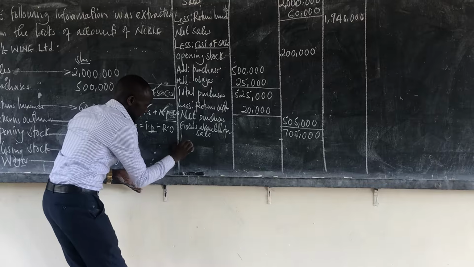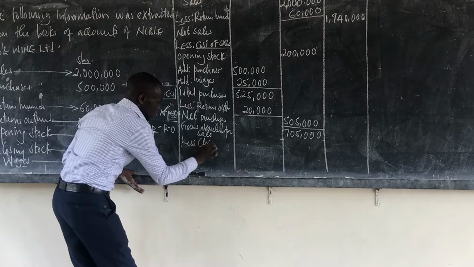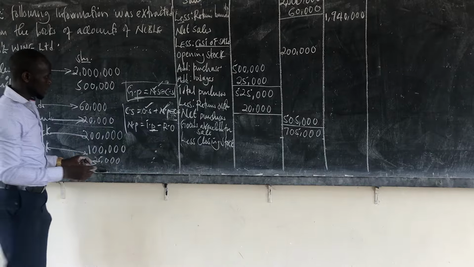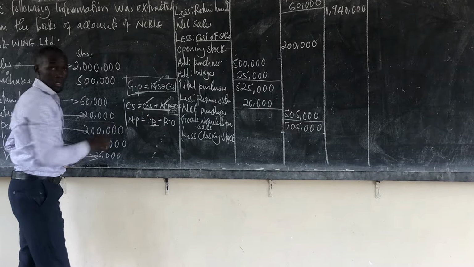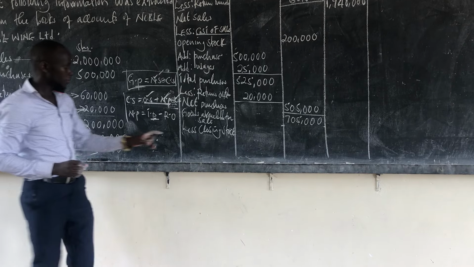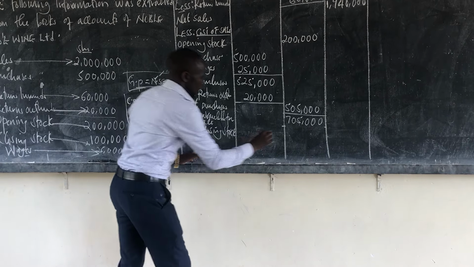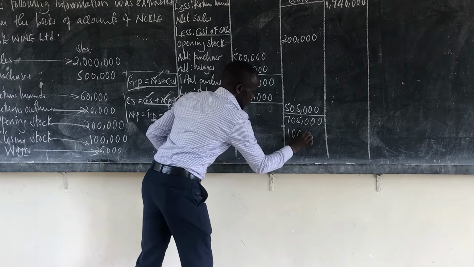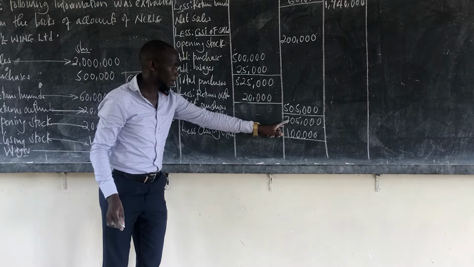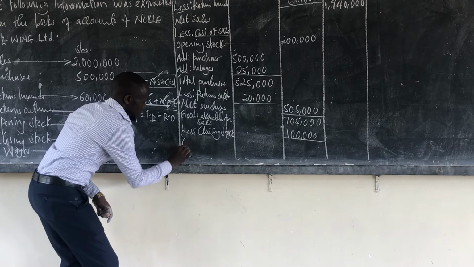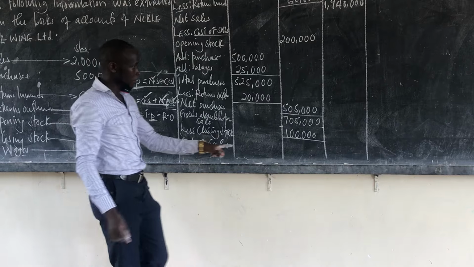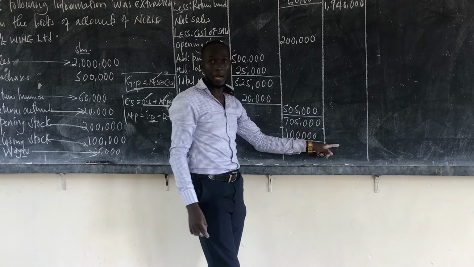Now, when you less closing stock, the sum of these two is goods available for sale. Now, you subtract off the closing stock. When you put off closing stock, it is 100,000. The figure you get after subtracting becomes cost of sales. Cost of sales. This cost of sales is normally written in the last amounts column.